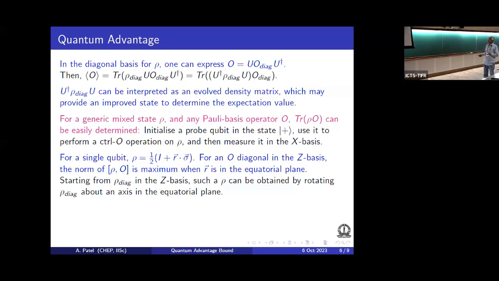And so how will you deal with this situation? Well, you have a Z basis as a reference frame for the operator. You can get this rho by applying just a pi by 2 pulse in a transverse direction. Transverse direction is in the equatorial plane. And then you get a density matrix which has the largest commutator.